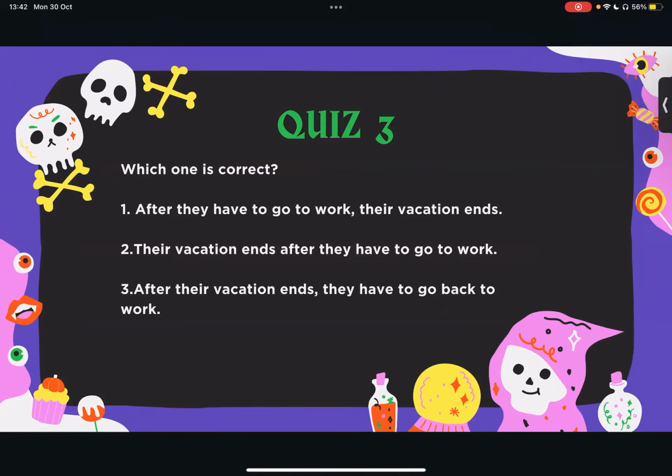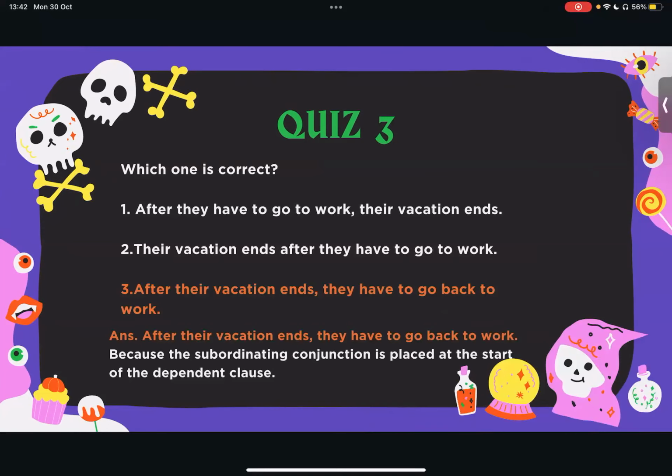Quiz number 3: which one is correct? First, after they have to go to work, their vacation ends. Second, their vacation ends after they have to go to work. Third, after their vacation ends, they have to go back to work. The answer is number 3. After their vacation ends, they have to go back to work, because the subordinating conjunction is placed at the start of the dependent clause.